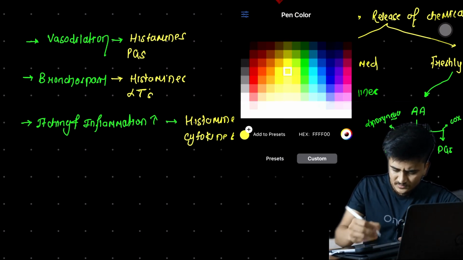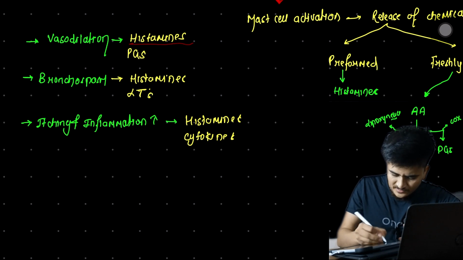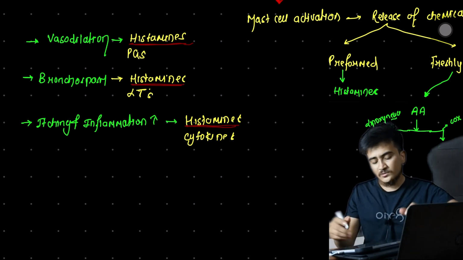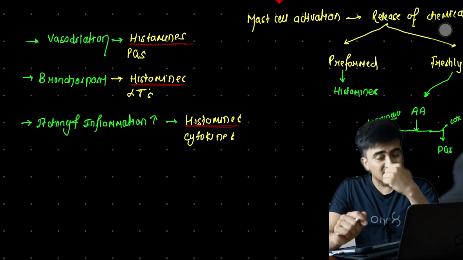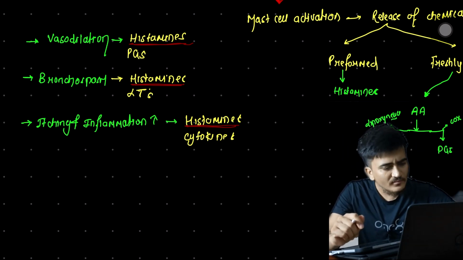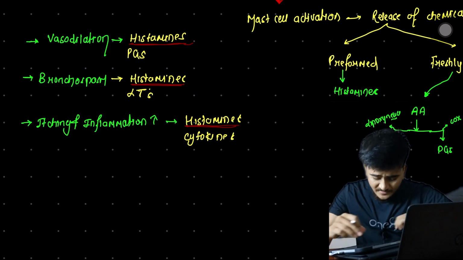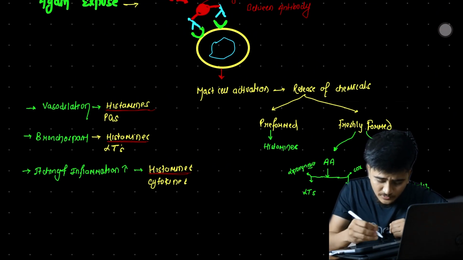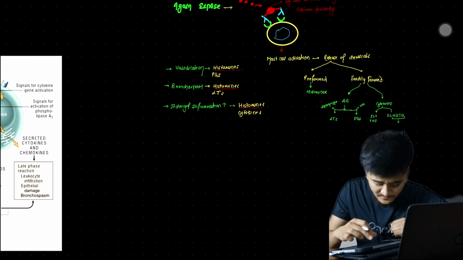One important thing that we can see right here is histamine is common in all. That means histamine has a great role in causing different complications in hypersensitivity. Now, as we mentioned, mast cells will be activated and there will be a release of different chemical mediators.